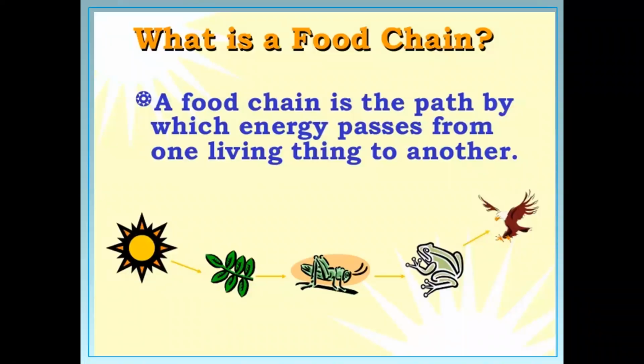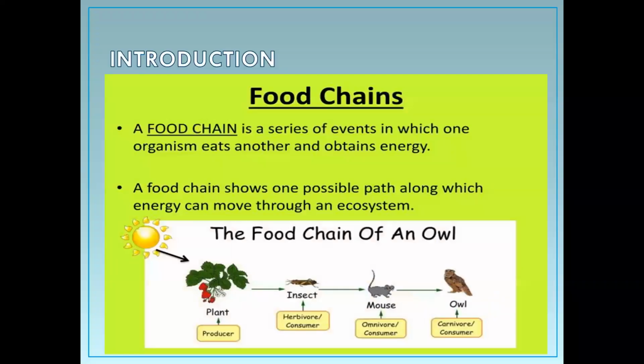This is our new lesson about food chains and food webs. So what is a food chain? A food chain is the path by which energy passes from one living thing to another. A food chain is a series of events in which one organism eats another and obtains energy. A food chain shows one possible path along which energy can move through an ecosystem.